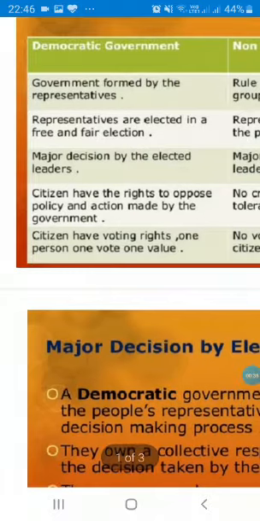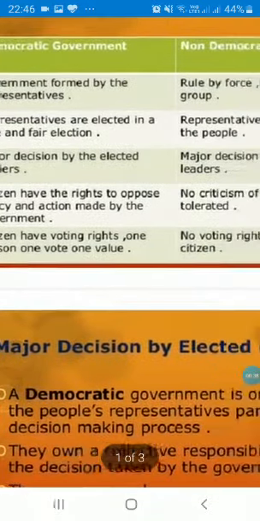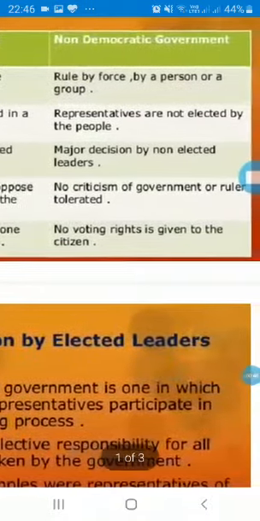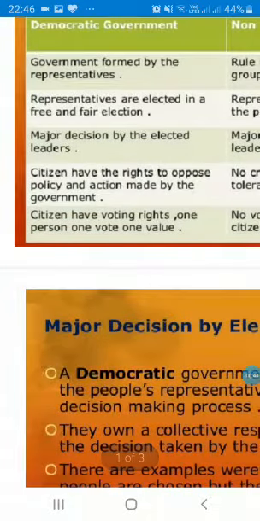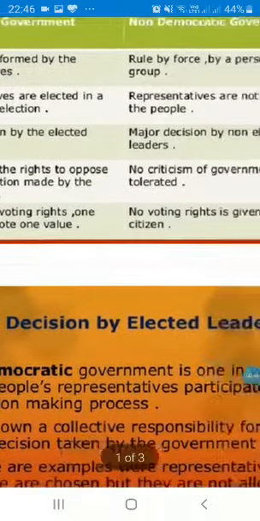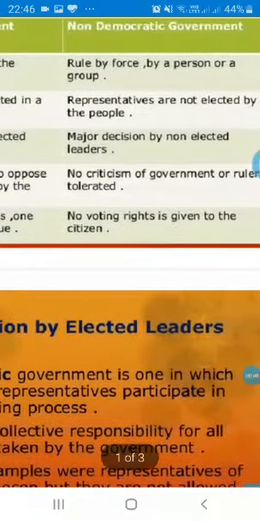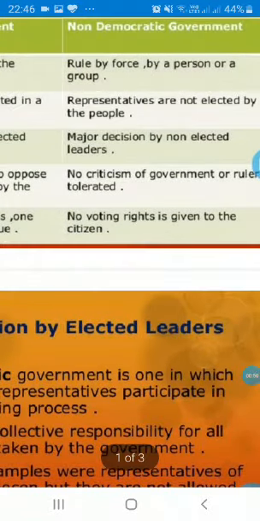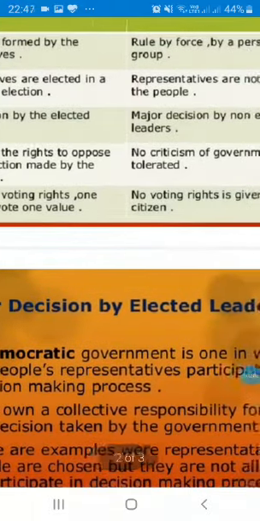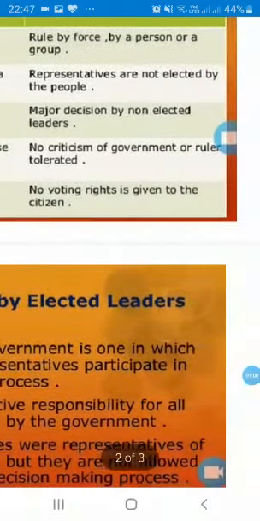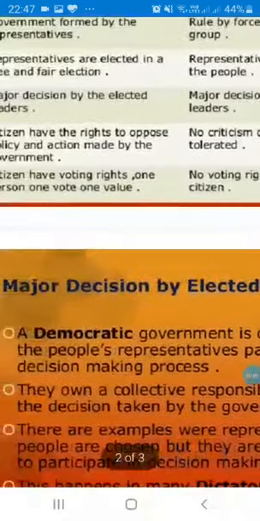Representatives are elected in a free and fair election. In a non-democratic government, representatives are not elected by the people. Major decisions are made by the elected leaders, whereas in a non-democratic government, major decisions are made by non-elected leaders. Citizens have the right to oppose policy and action made by the government. No criticism of the government or ruler is tolerated.